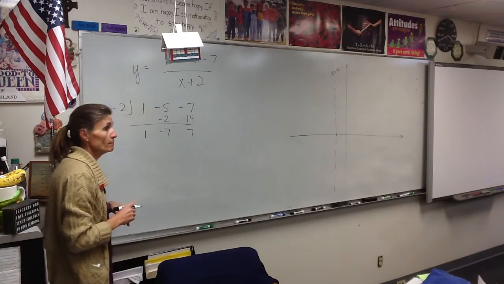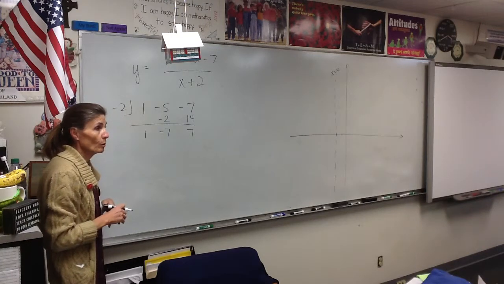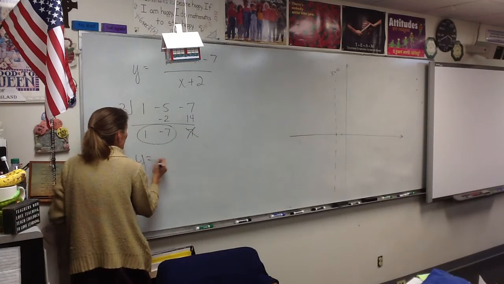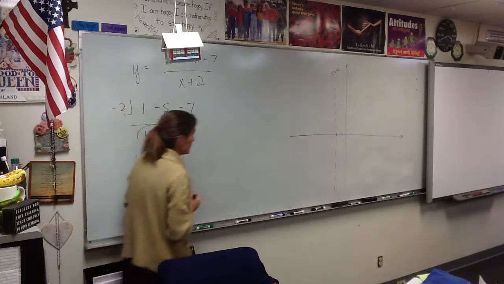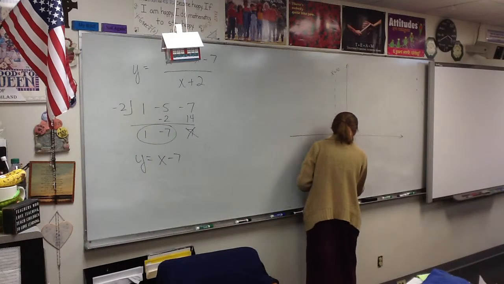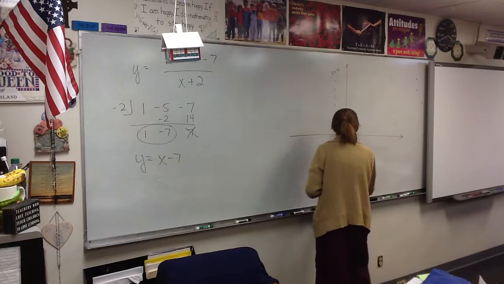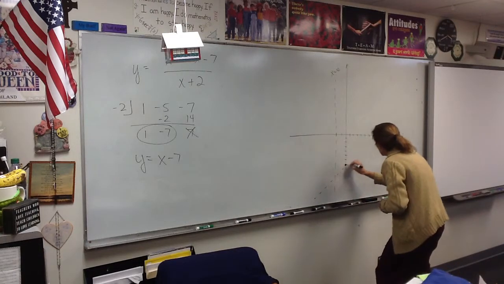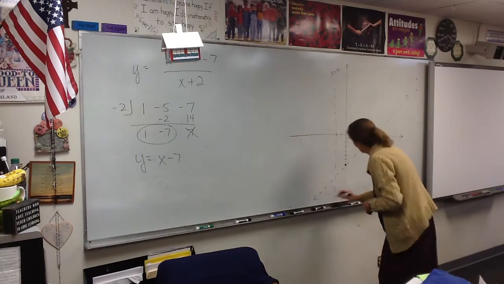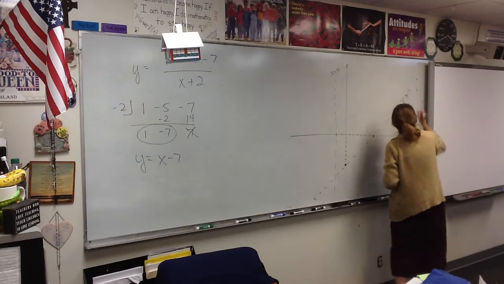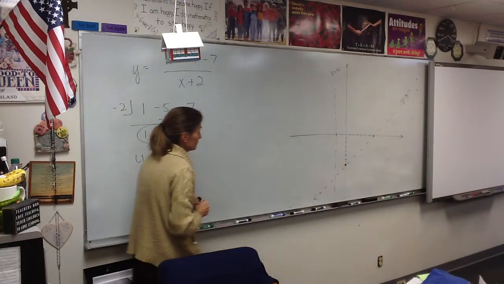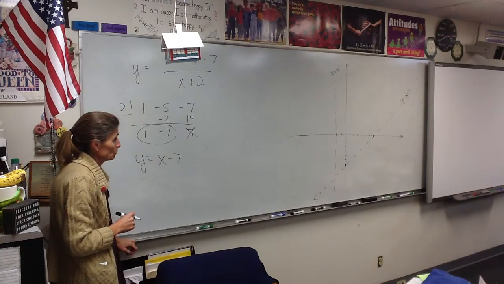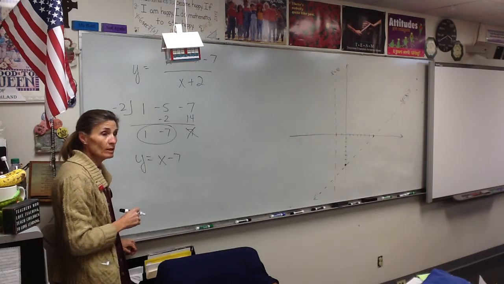What do I do with the division? What do I pay attention to? I pay attention to this part right here, not the remainder. So y equals x minus 7 is my slant asymptote. Everybody okay with that? What else do we need in our picture?